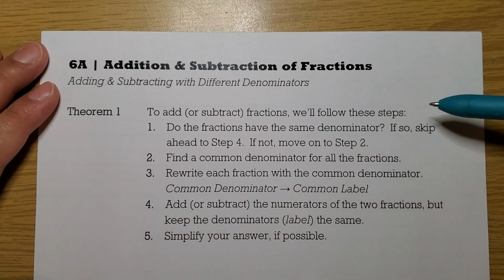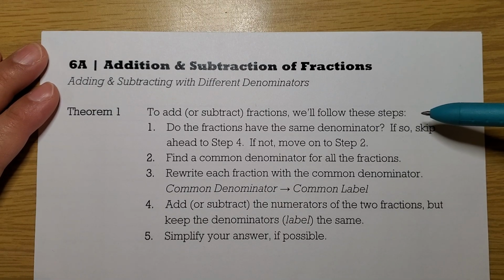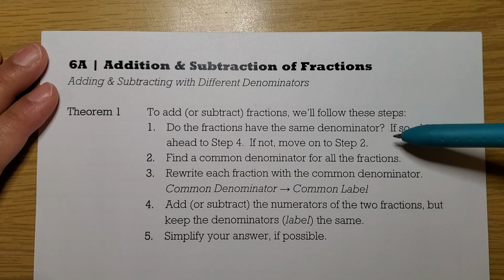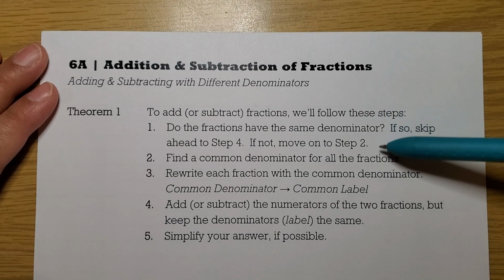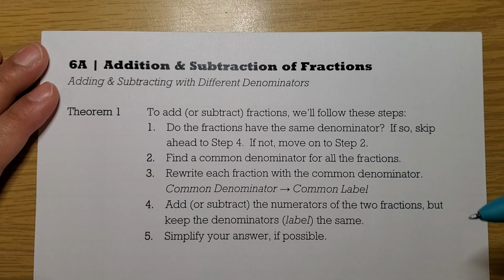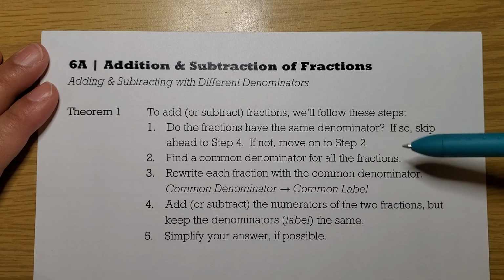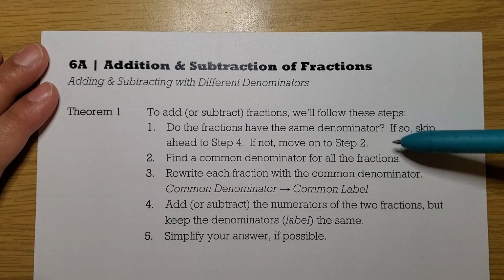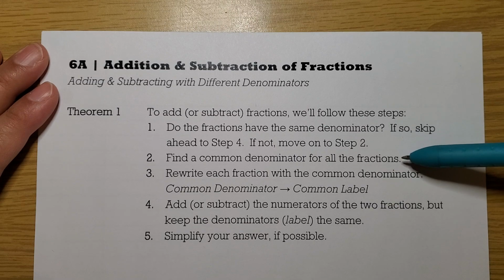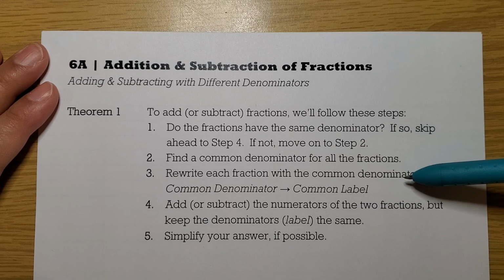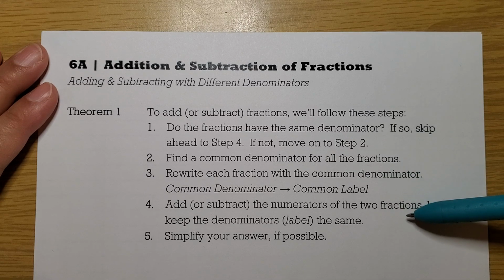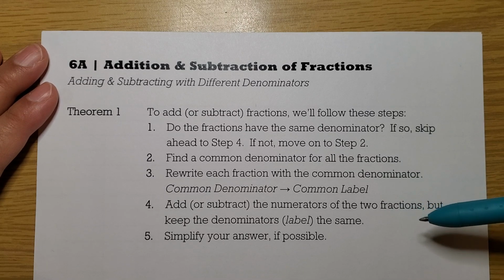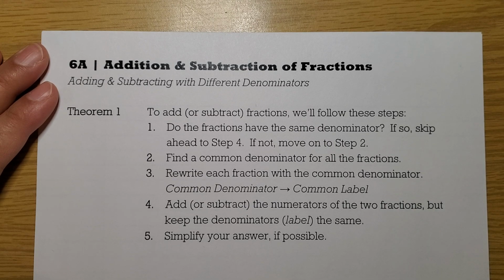So, as a reminder, Theorem 1 is our steps for adding or subtracting fractions. Last time, in step 1, all our fractions had the same denominator, so we got to skip close to the end. This time our problems will have different denominators, so we don't get to skip. If they don't have the same denominator, we need to find a common denominator, rewrite the fractions with that common denominator, and then we add or subtract across the top, and we keep the denominator the same. And then you simplify your answer if possible.